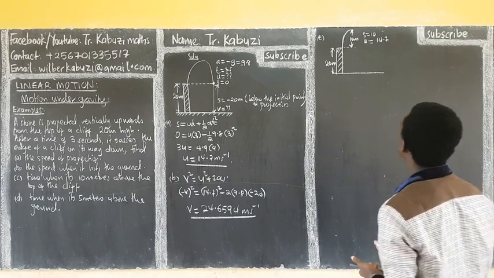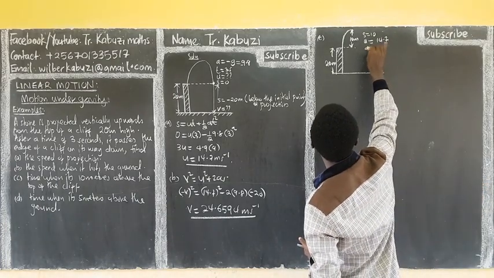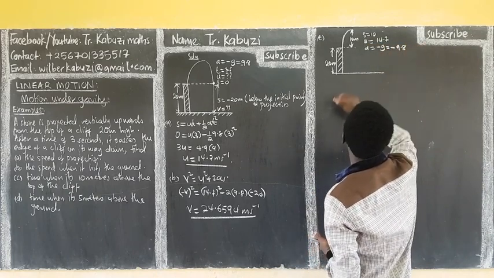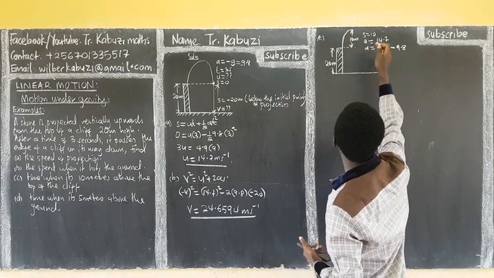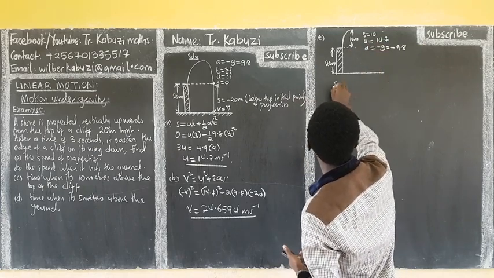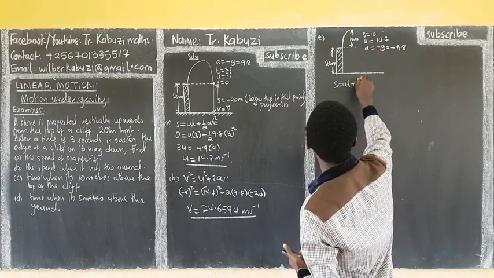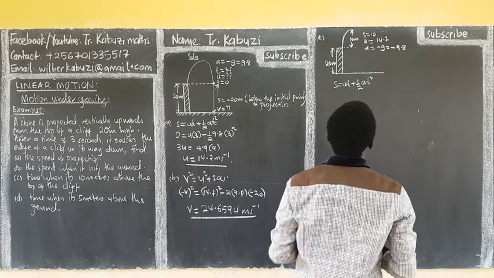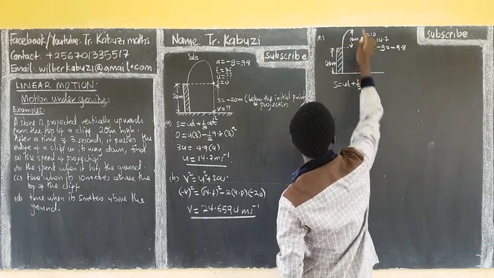The time they're asking for is the time. We have our acceleration, which is going to be negative g, which is negative 9.8. So I'm going to use my S equals ut plus a half at squared. Putting it here, now the distance from here to here is 10.